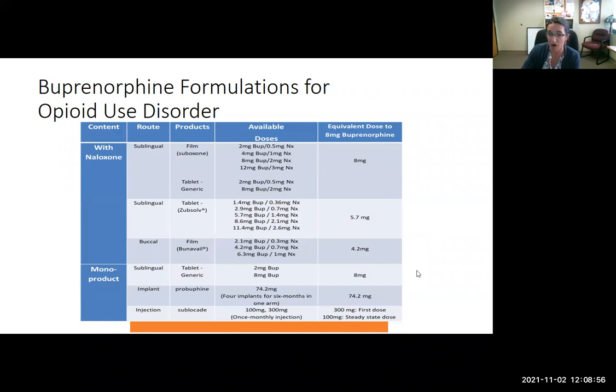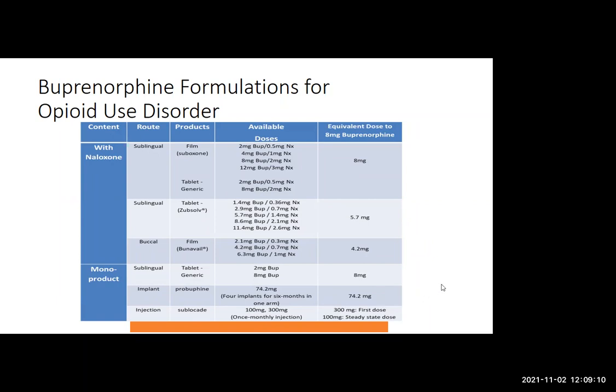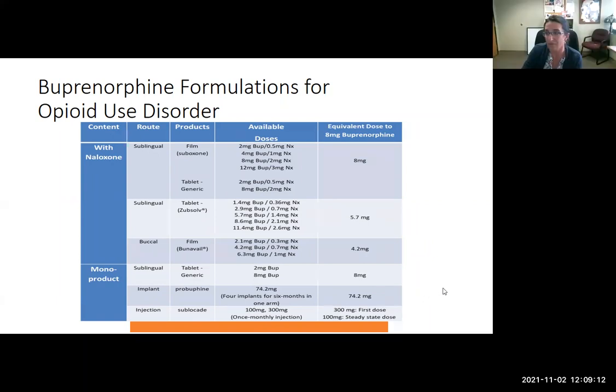And then there's the mono product, just the buprenorphine alone without the naloxone component. The implant, we no longer use that. The injection for Sublocade, however, we will talk about more, that injection, which is given monthly.